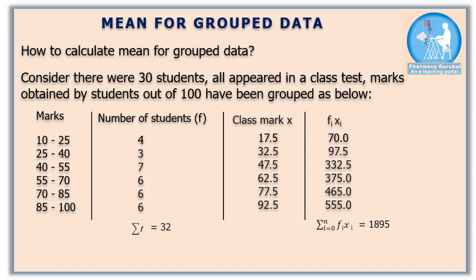Sum of the f: 4 plus 3 plus 7 plus 6 plus 6 plus 6 is equal to 32. The next step is to calculate fx. Here you have to multiply the value f by x. So 17.5 into 4 equals this much, and so on. Later you have to find the sum of fx. This value is denoted by sigma fx. The value of sigma fx is 1895.